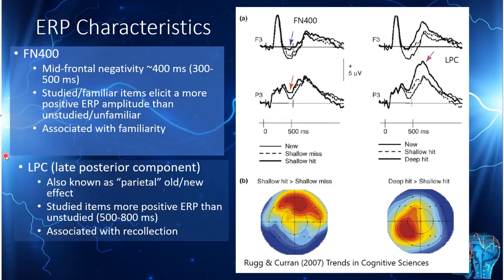The LPC, known as a late posterior component or the parietal old new effect, happens a little bit later, 500 to 800 milliseconds. Again, studied items are more positive than unstudied items. And this ERP component has a parietal distribution if it's words, can be a little bit more widespread if it's pictures or actions. And this ERP component is associated with recollection.